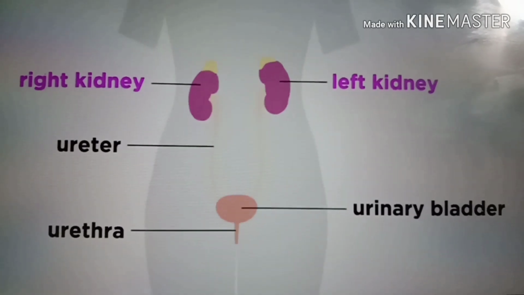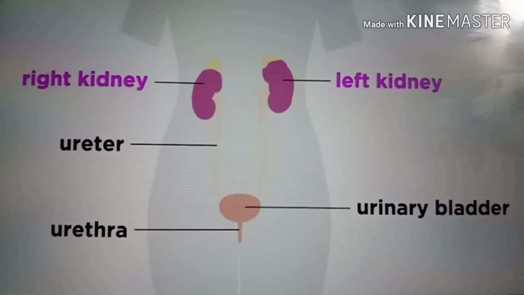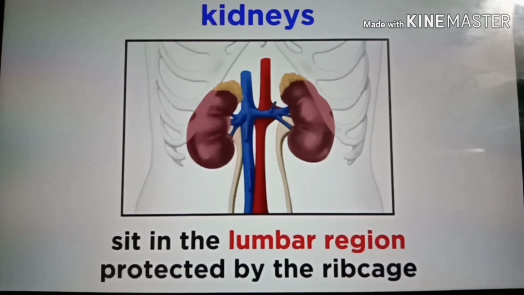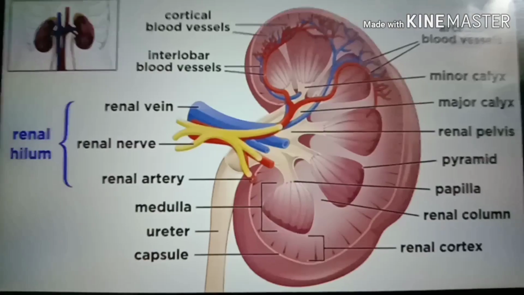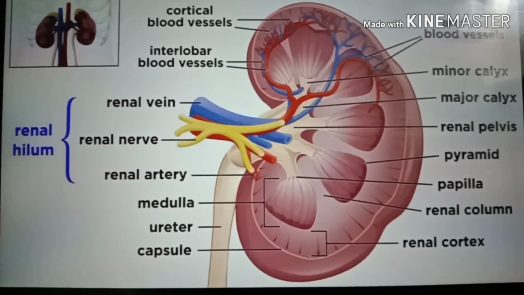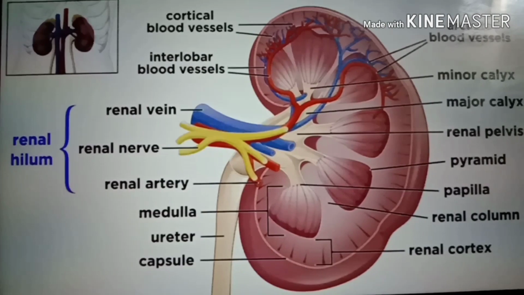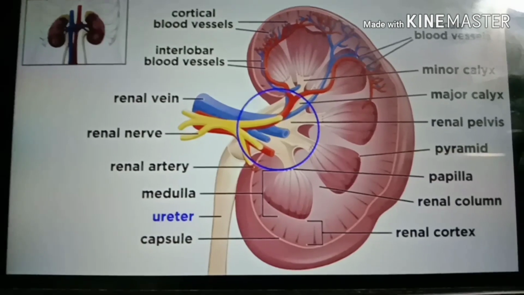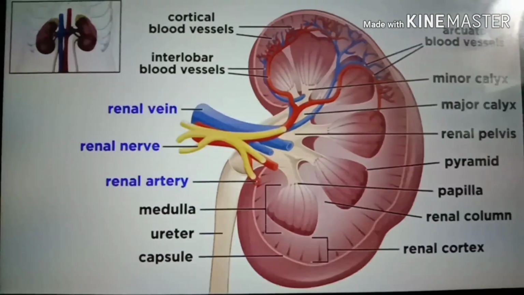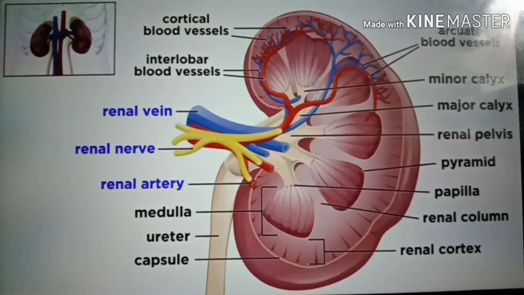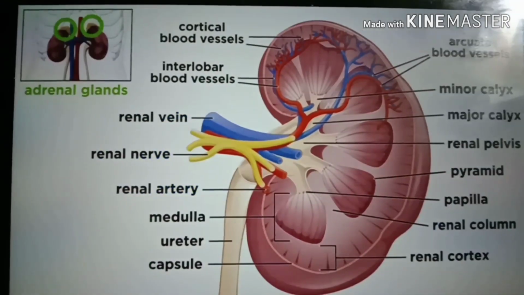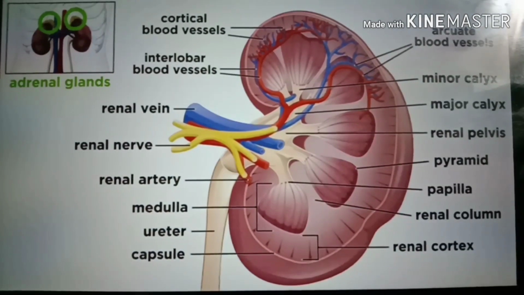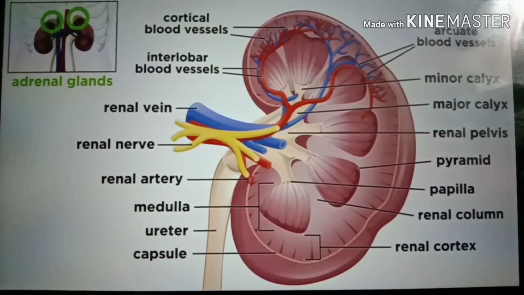But first, let's spend some time looking at the kidneys. We all have two bean-shaped kidneys, and they sit in the lumbar region protected by the rib cage, which has a vertical cleft, the renal hilum that leads to a renal sinus within the kidney. It is here that the ureter adjoins, with blood vessels, lymphatic vessels, and nerves. On top of each kidney, we can find the adrenal gland. Its function is not directly related.